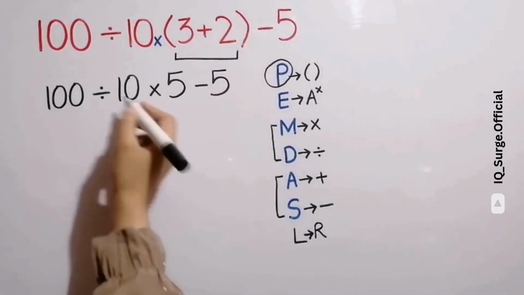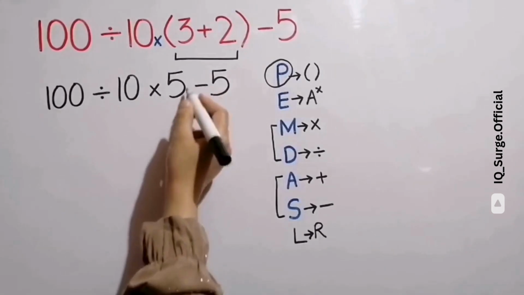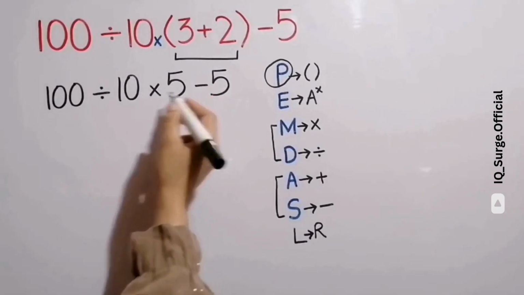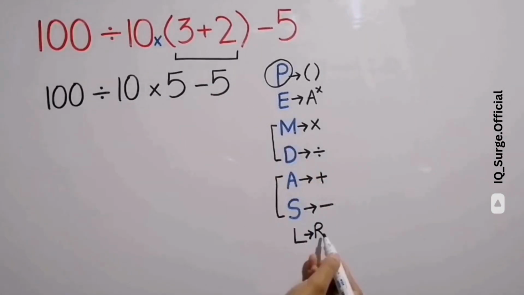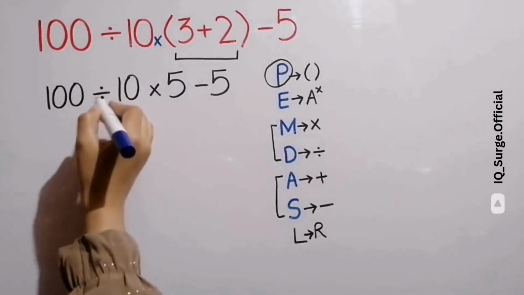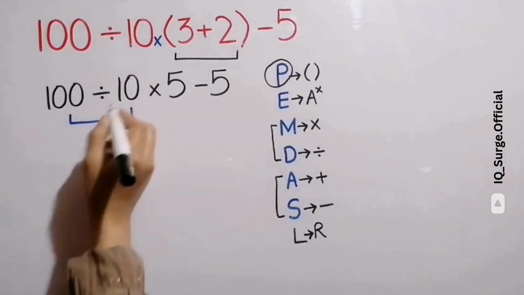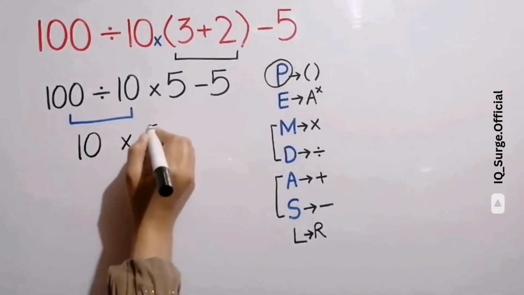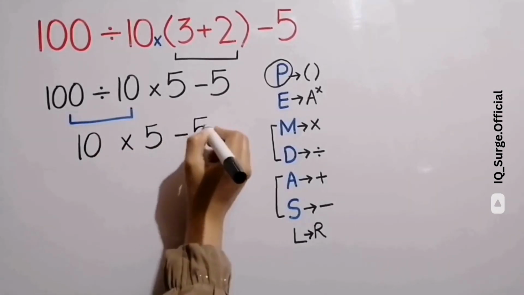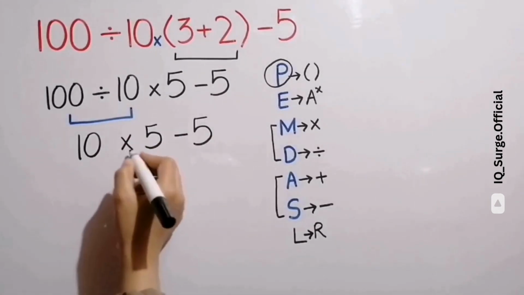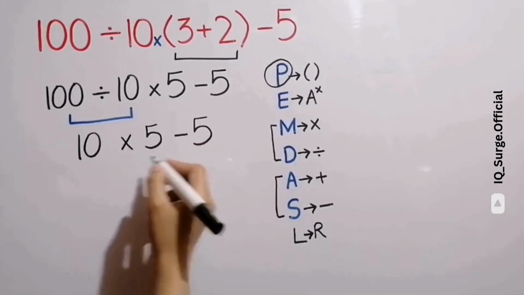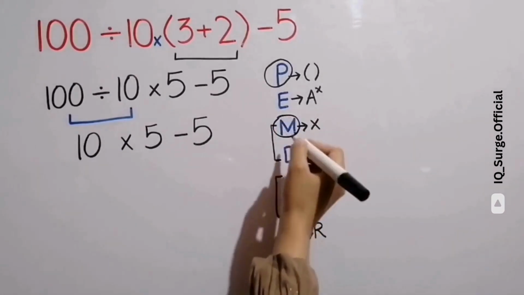Next we have division, multiplication, and subtraction. Remember that for multiplication and division we work from left to right. So, first we do division between 100 and 10 and rewrite this expression as 100 divided by 10 equals 10 then times 5 minus 5. Now we have multiplication and subtraction, as multiplication comes before subtraction.